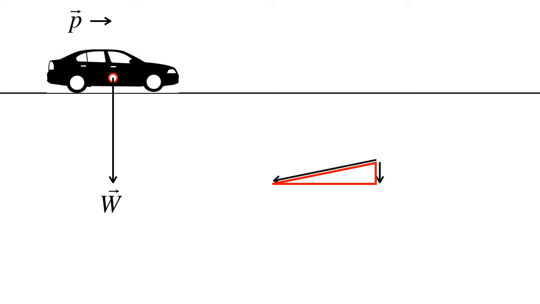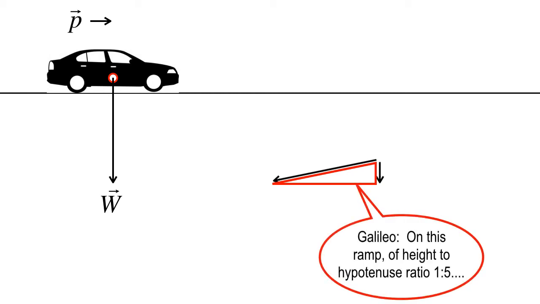And because I know ramps, for instance, this one has a height to hypotenuse ratio of 1 to 5, I know also that the amount of force pushing anything down this ramp has a rise over a run. So things are going to be pushed. Gravity's going to pull stuff down the ramp. You can balance it. And Galileo says, I know how to figure out exactly how big the force is that you have to balance it with, how much gravity's pulling it downward with. I know how to do that.